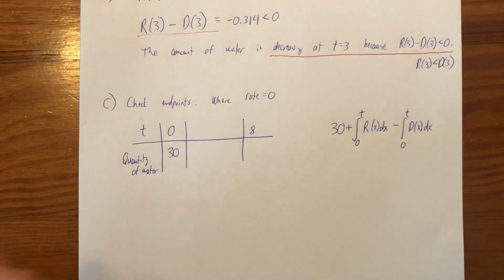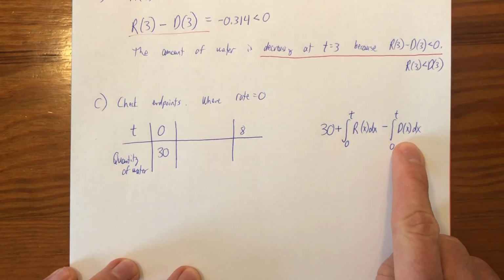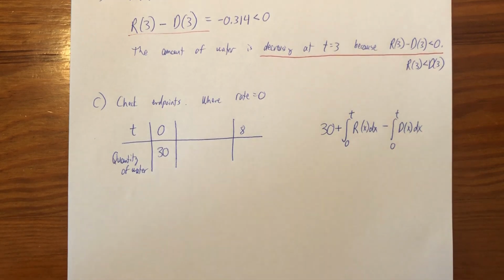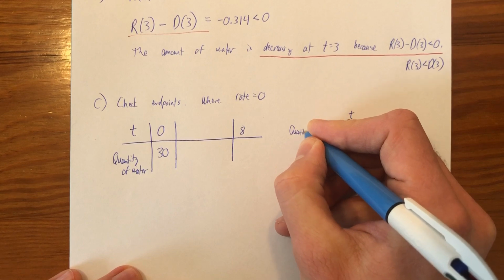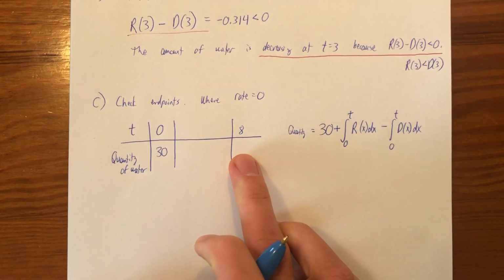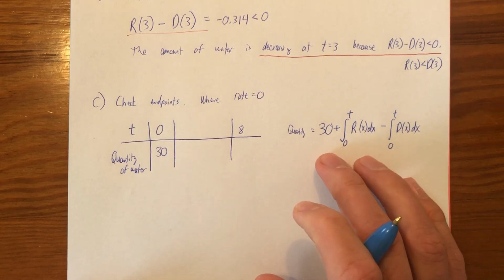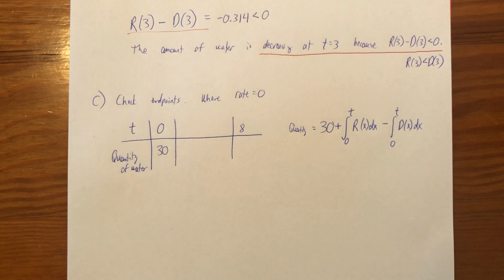So at any given time, I had 30. I put this much in and I took this much out. Okay? So this is my quantity right here. This is my quantity function. So if I want to know how much there is at 8, I can use that function right there. So let's actually do that. We'll find out what happens at 8, and then we'll get to some of the other ideas.